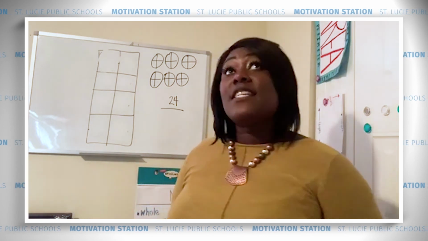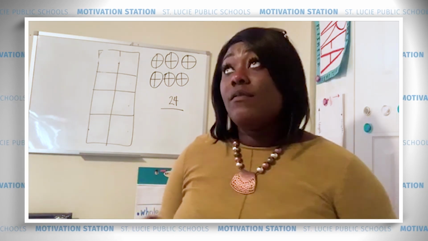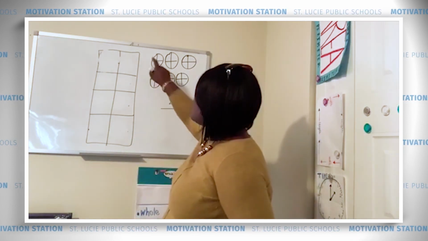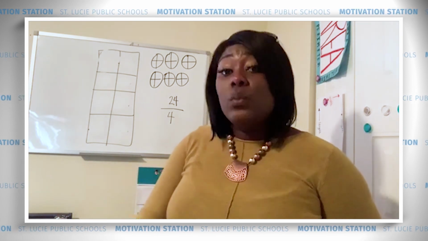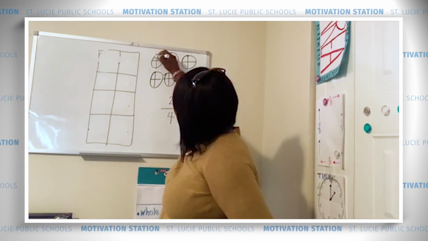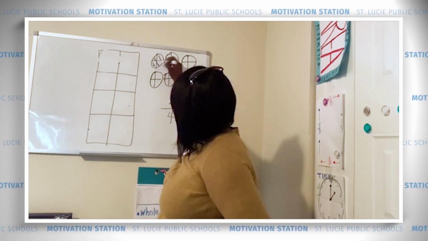Well, I have 6 cookies. Each cookie is broken into 4 parts, 4 equal sized parts. The denominator tells me how many parts my whole has been broken into. This whole has been broken into 4 parts. So I have 24 1/4 size parts. I have 24 1/4. So how do you take 24 1/4 and share it evenly with 8 people?